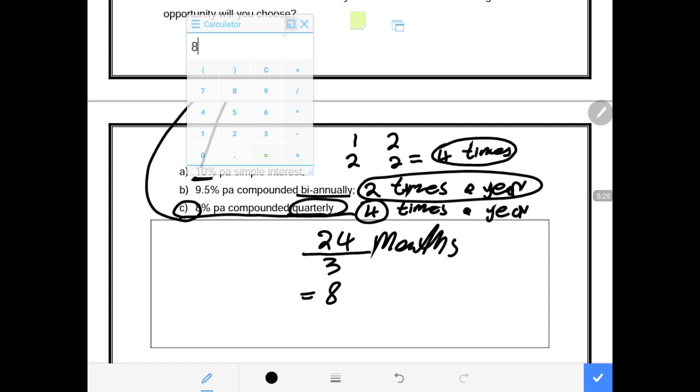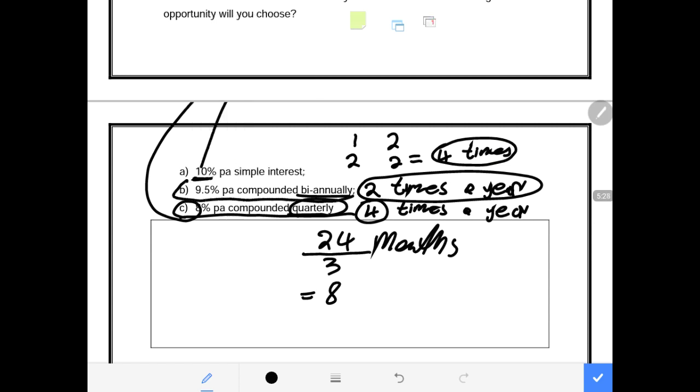And again, when it comes to number B, where it's compounded biannually, and we say our period is 2 years, which is 24 months, if you want to convert from the number of months to the number of compounds over the period, we need to divide by the number of months in a compounding period. Remember, if it's biannually, meaning it's half a year, that is 6 months, so we'll divide by 6.